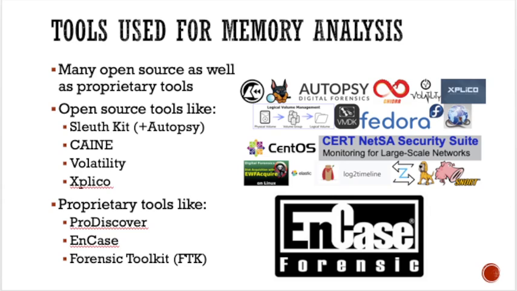So, what kinds of tools are available to us when we need to analyze memory? Well, there are many different tools used for memory analysis. There are open source tools as well as proprietary tools. There's open source tools like SleuthKit and Autopsy. There's also the individual SleuthKit and the individual Autopsy. There's also Kane. There's Volatility, which I'll be talking about in a little bit. And there's Explico for open source tools.